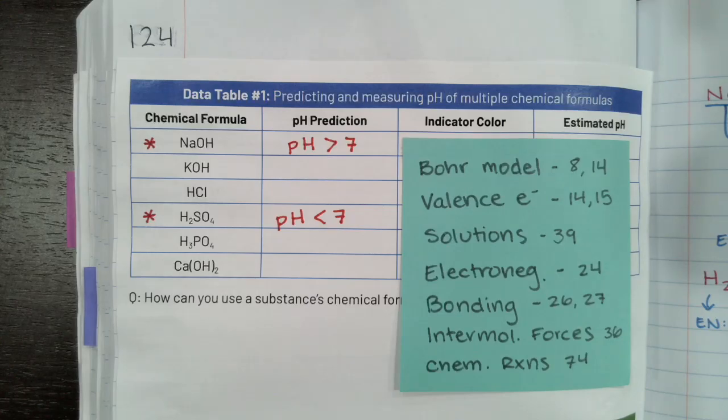All right, now that you've had a chance to think about it, no, we're not done yet. But I want you to get a chance to team up with people. Every single human that picked KOH, come to this table right here. Every single human that picked HCl, come to this table right here. Every single human that picked H3PO4, come to this table right here. And every single human that picked CaOH2, come to this table right here.